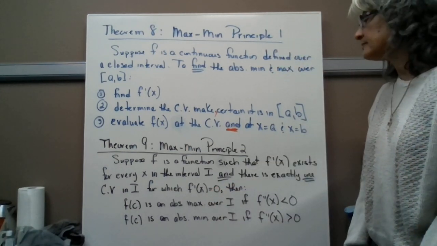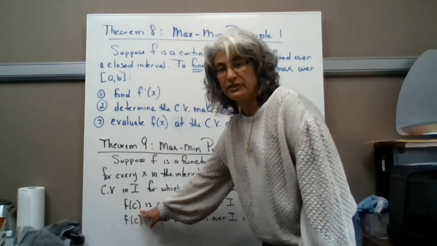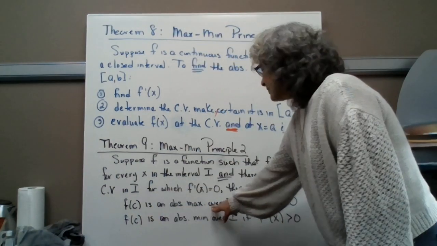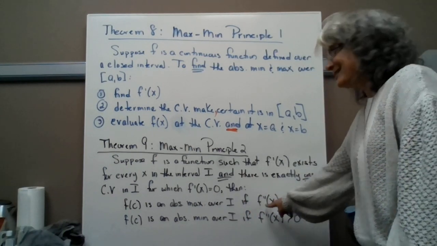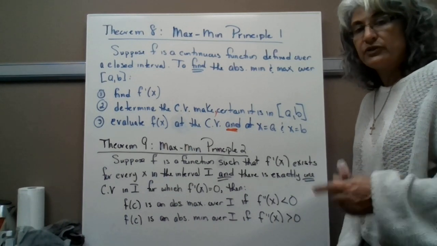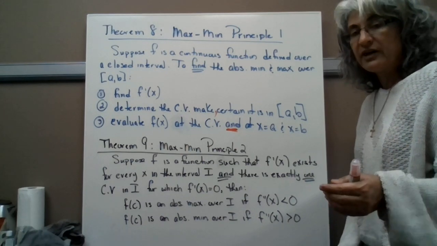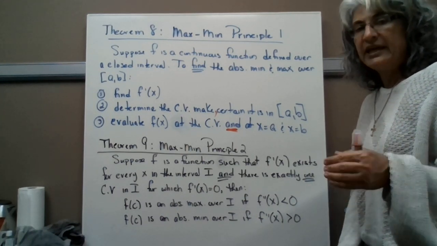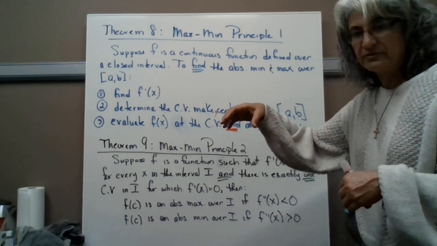Then, f of c. So notice this is the original function, and you're plugging in c into the original function, is an absolute maximum over the interval I if the second derivative is less than 0. Okay, so you have to remember something about the second derivative being less than 0. First off, the second derivative deals with concavity. If it is less than 0, that means it concaves down.